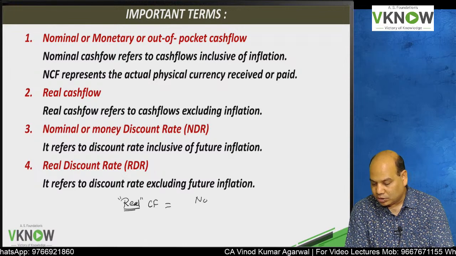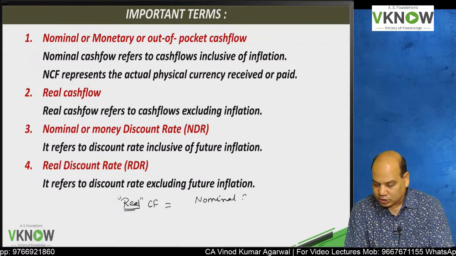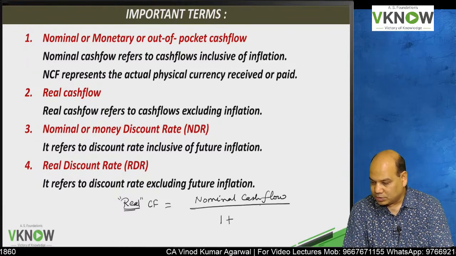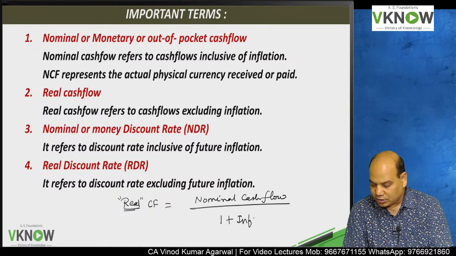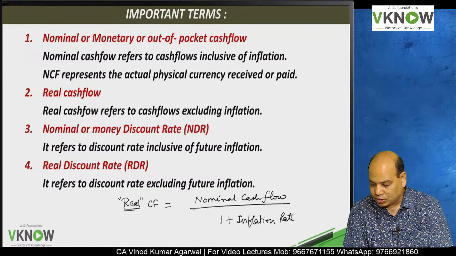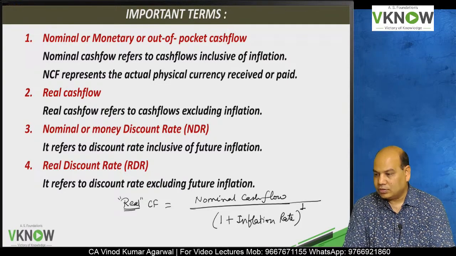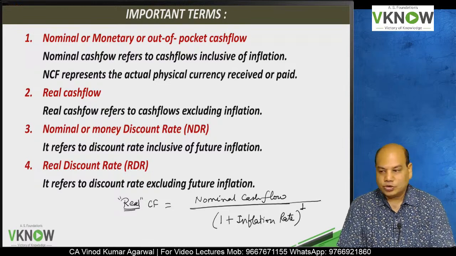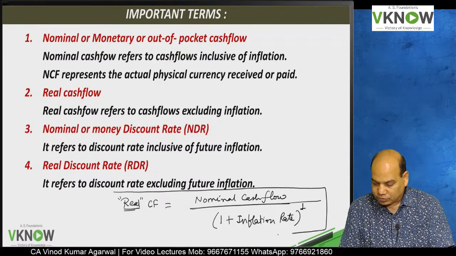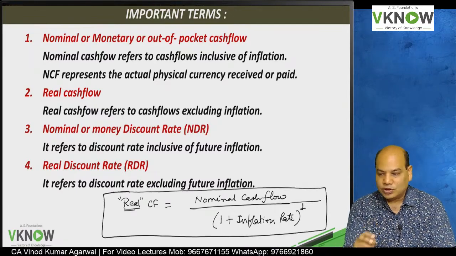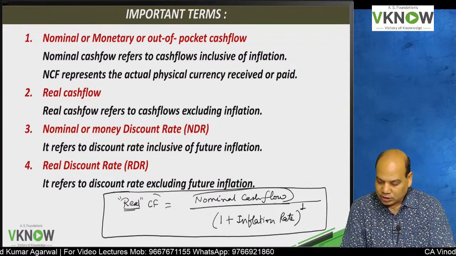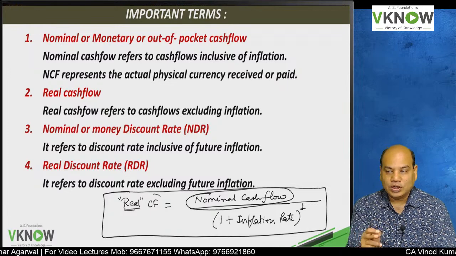Real cash flow will be equal to nominal cash flow divided by 1 plus the inflation rate, which was 10%. To understand the concept first, if the gap is 1 year, to the power 1. If the gap was 2 years, then the power will be 2. So this is a formula which is very simple. I gave you some example just now to demonstrate how to convert nominal cash flow into its equivalent real cash flow.